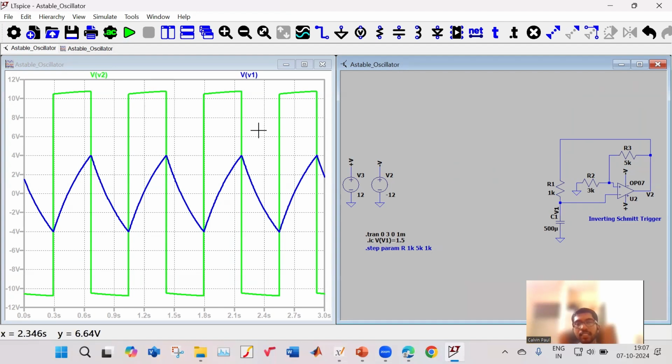Now, how do you change the frequency of the wave or the signal? Can you change the frequency?